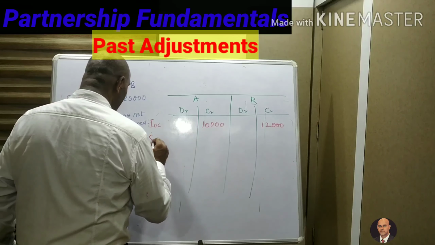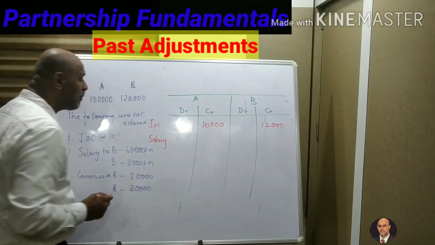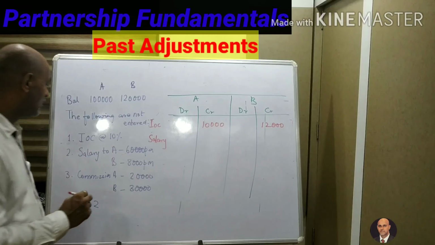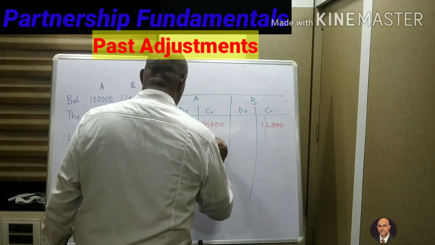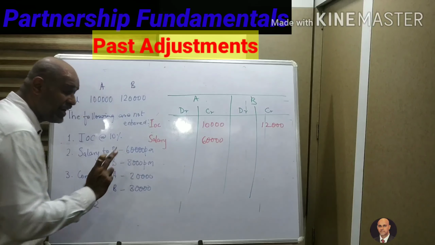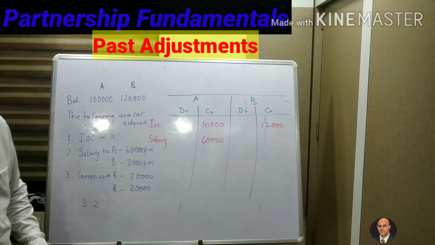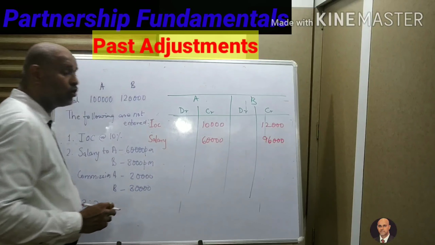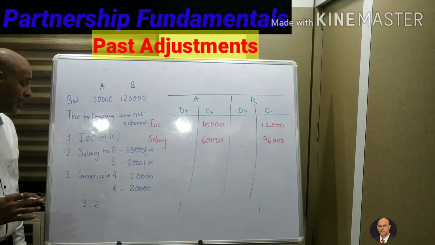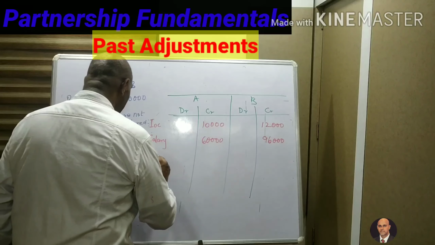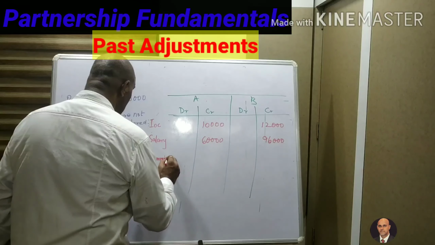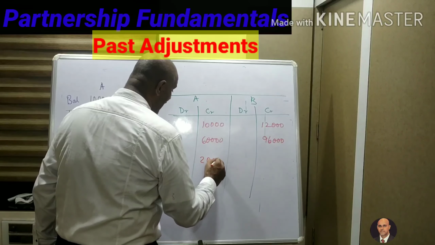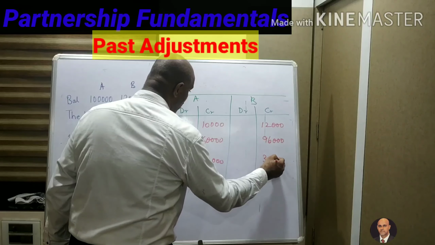Again, salary. Remember, when I prepared the partner's capital account, salary was put on the credit side. So again I am doing the same. This is 60,000 here, while B is 8,000 per month, so you multiply it by 12, and you will get 96,000 here. Is it clear? Then commission. Whenever we give commission to a partner, it also comes on the credit side. So 20,000 for A and 30,000 for B.